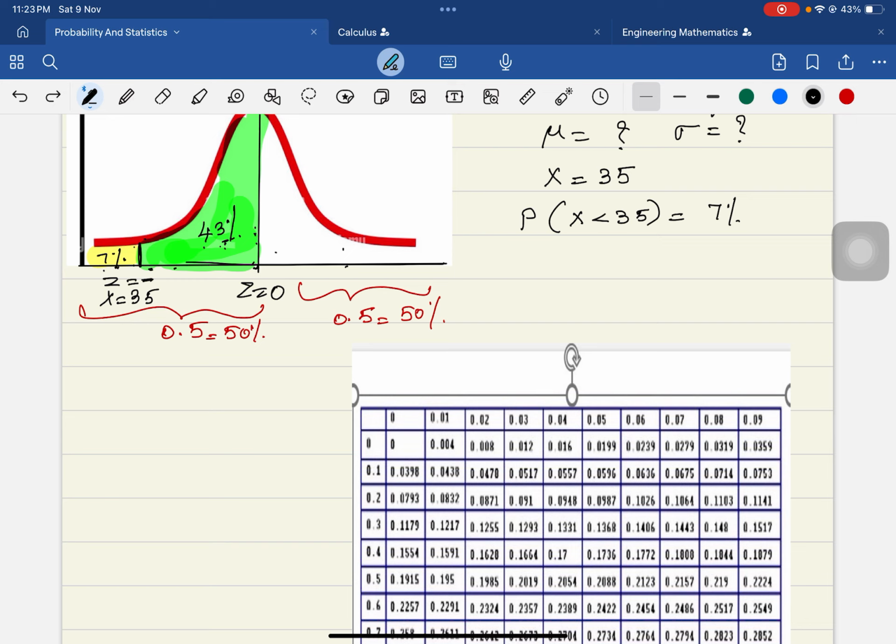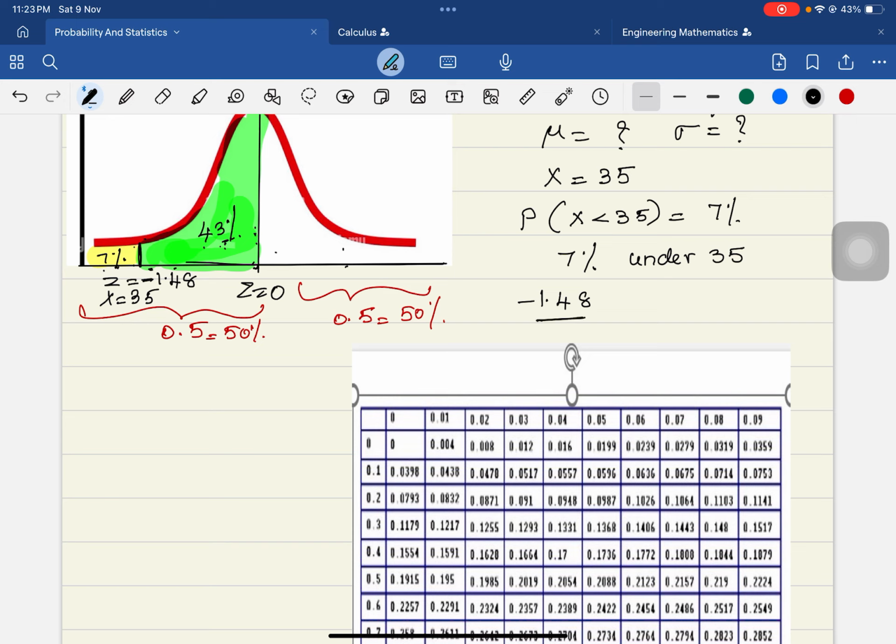The value of z is 1.48, but with a negative value because it is lying on the left side of z equal to 0. So the value of z is minus 1.48. So 7% is under 35. What do you mean by this?